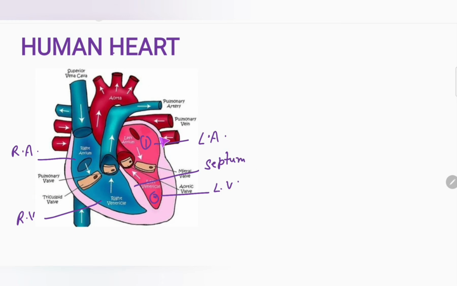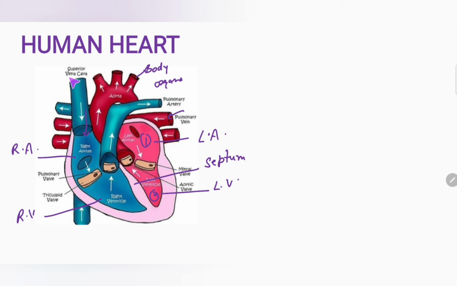So blood comes in left atrium, the oxygenated blood comes in the left atrium. And how does it come? It comes through the pulmonary vein. So you can see, pulmonary vein is bringing the blood inside the left atrium. And this blood comes when the atrium is relaxed. When it contracts, the blood goes into the left ventricle. Then from left ventricle, it goes through the aorta to the body organs.